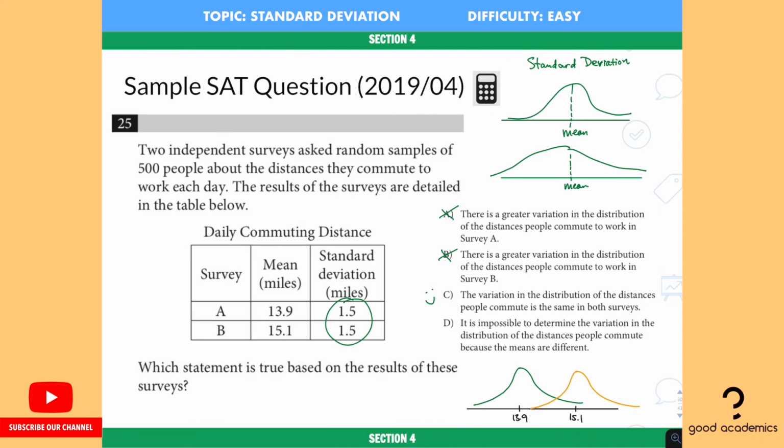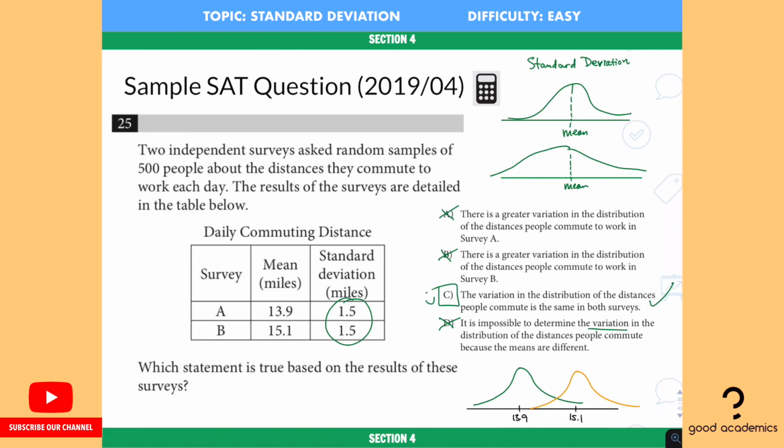And choice D says it is impossible to determine the variation in the distribution of the distances people commute because the means are different. No, we can determine this variation because we are given the standard deviation. So D cannot be the answer. So C is the answer.